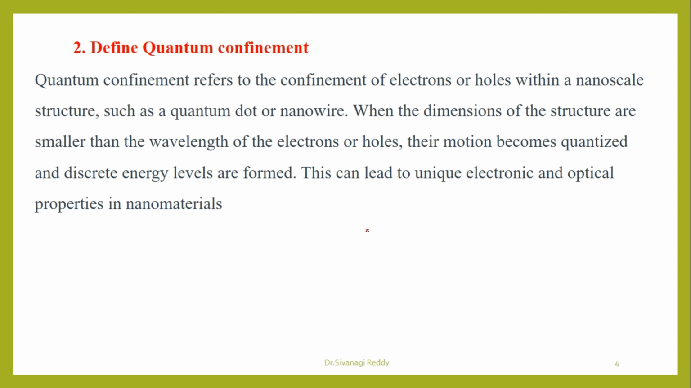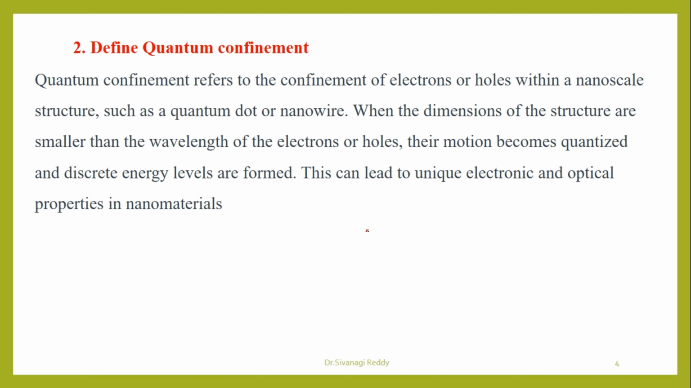Then what do you mean by quantum confinement? Confinement of the electrons or holes within a nanoscale structure like a quantum dot or nanowire. When the dimensions of the structures are smaller, in the order of the wavelength of the electrons or holes, their motion becomes quantized and discrete energy levels are formed. That's what we call quantum confinement.